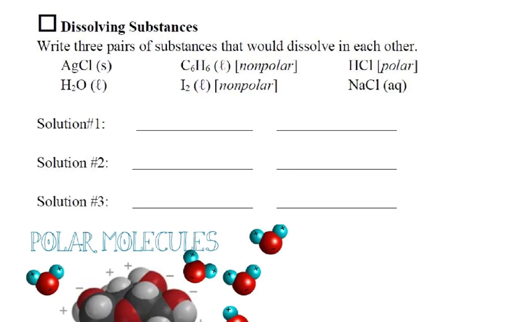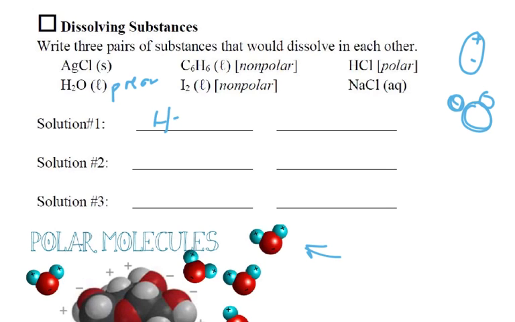So one of the things we have to know, water is polar. Now, what does polar mean? Polar means that there's a positive end and there's a negative end of that molecule. And that's what happens with water, because water has a positive end and a negative end because of the shape. And so we have to know that that's polar. So polar things would dissolve polar things.